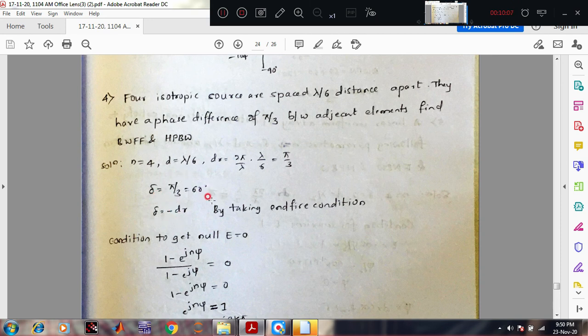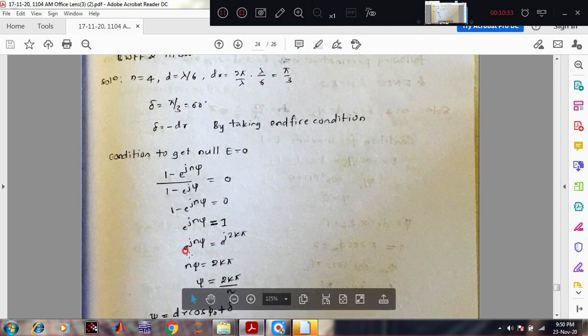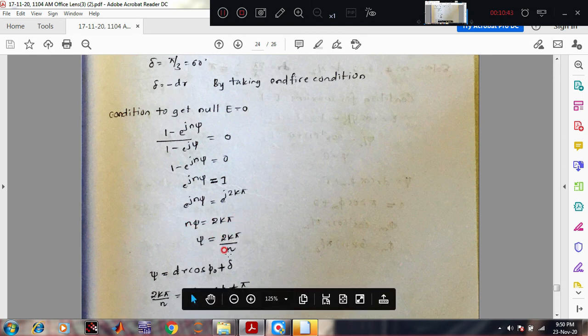So delta will be minus d r by taking the end fire condition. They have not mentioned anything here, end fire or broadside, so by taking end fire we are solving here. The condition to get the nulls, that is E equal to 0, is (1 minus e raised to j n psi) divided by (1 minus e raised to j psi) equal to 0. Therefore 1 minus e raised to j n psi is equal to 0, so e raised to j n psi is equal to 1, e raised to j 2k pi, so n psi is equal to 2k pi. Therefore psi is equal to 2k pi by n.